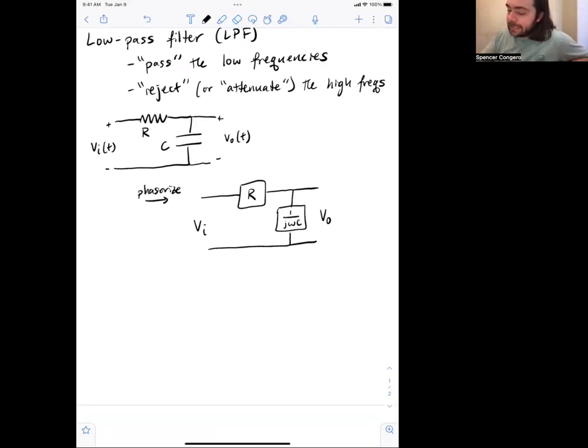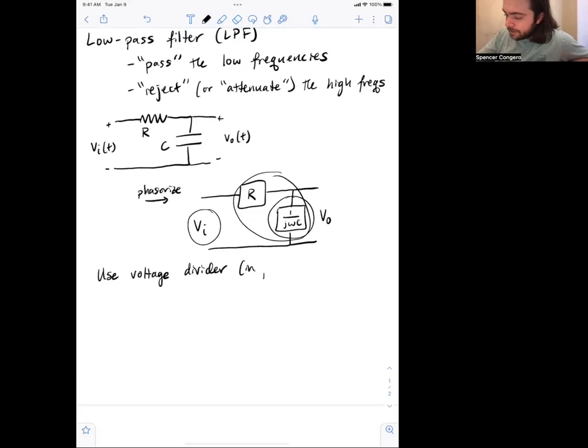And now we want to get the output phasor in terms of the input phasor. Well, it looks like a voltage divider, right? We saw this actually in a previous video. How would I get the relationship between the output phasor and the input phasor? Well, by the voltage divider, it's the input phasor times this impedance divided by the sum of these impedances. So V_O is going to be V_I times this impedance divided by the sum. Okay, so I'm going to use a voltage divider.